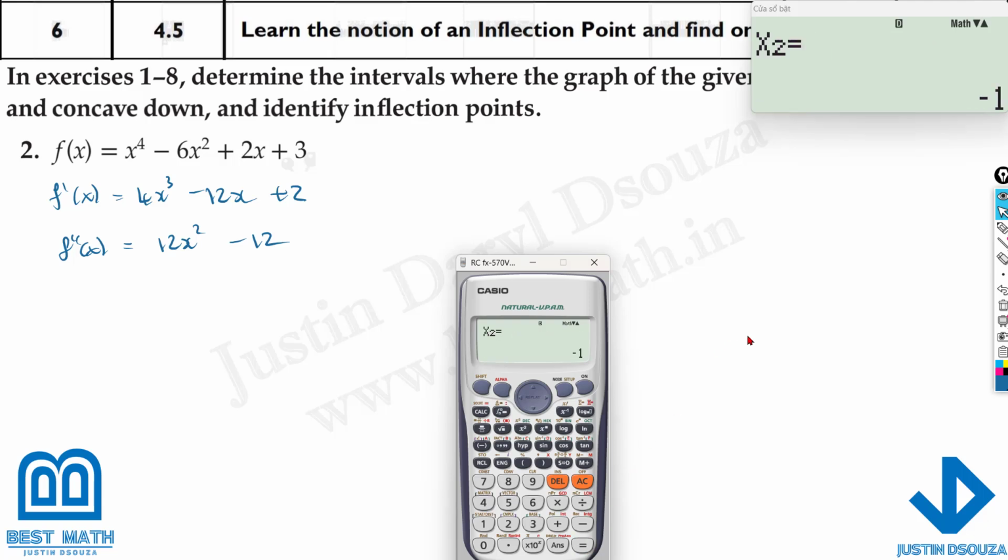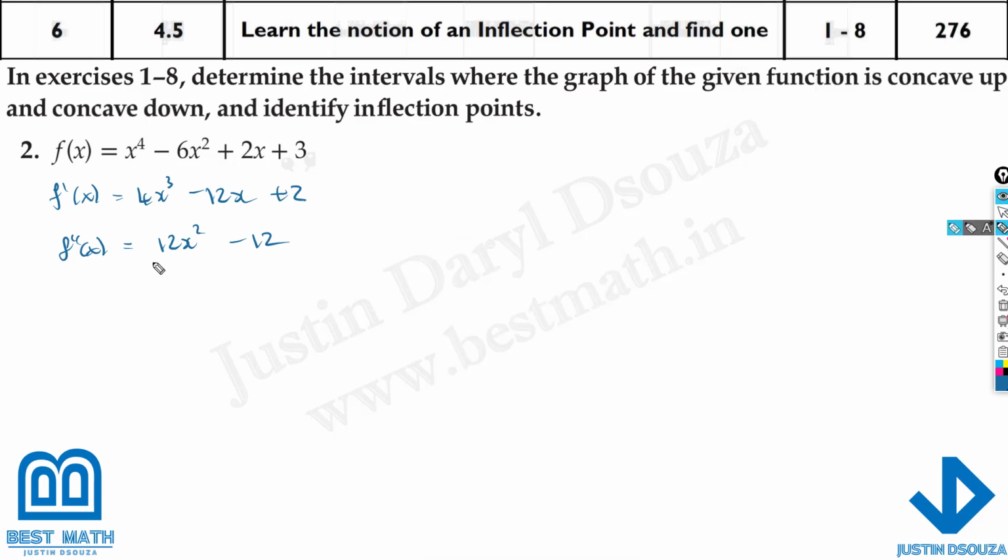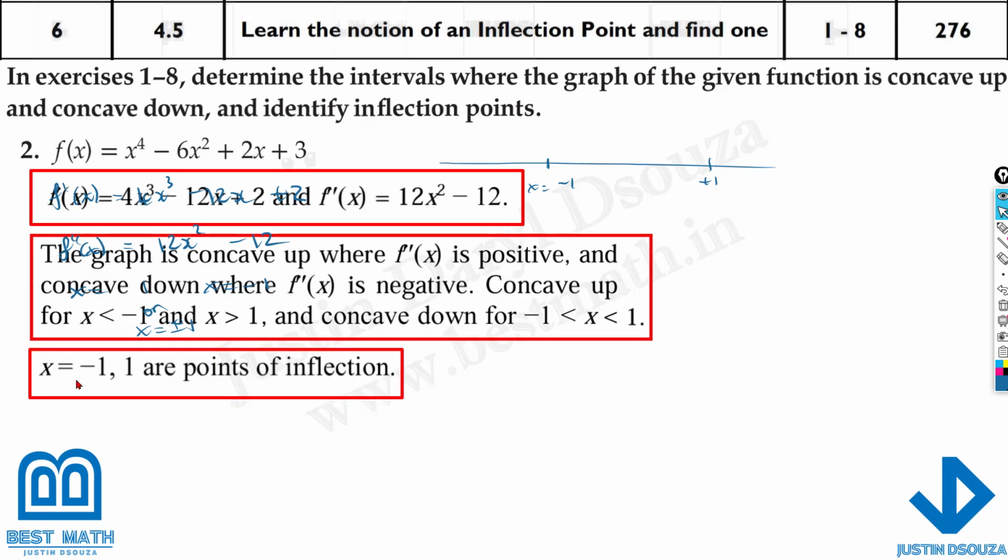The answer is 1 and minus 1. So there are two inflection points. X is equal to 1, x is equal to minus 1, or plus or minus 1. You can write this. Anything can be your option. Now, if you have to do the number line over here, remember there'll be minus 1, there'll be plus 1, and then there'll be 3 intervals. Then you can find which is concaving up and down. Over here, the answer is given as minus 1, plus 1.